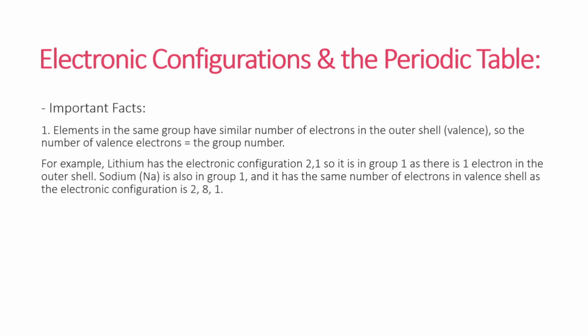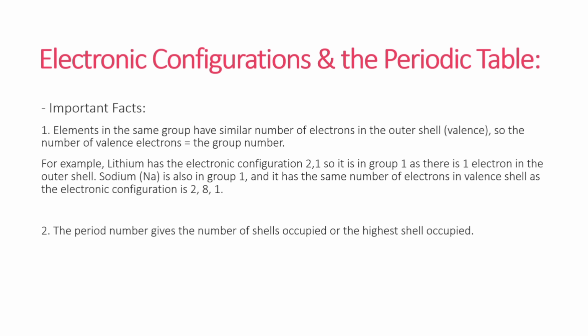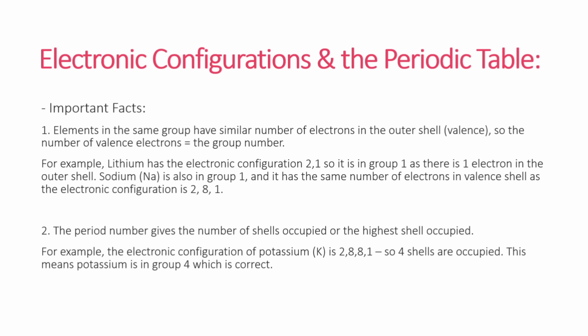The second one is that the period number gives the number of shells occupied, or the highest shell occupied. Using this, you can count the number of shells an atom has and you can get the period number. For example, the electronic configuration of potassium, symbol K, is 2, 8, 8, 1. These are 4 shells. So this means that potassium is in period 4, and it has 4 shells occupied.